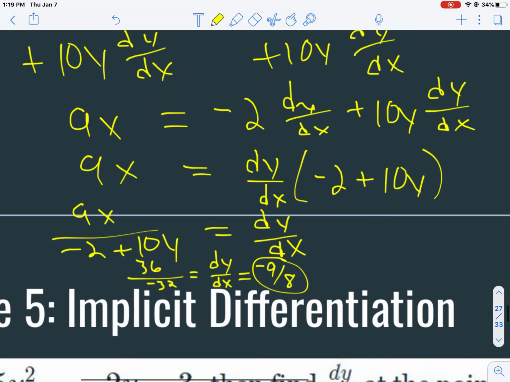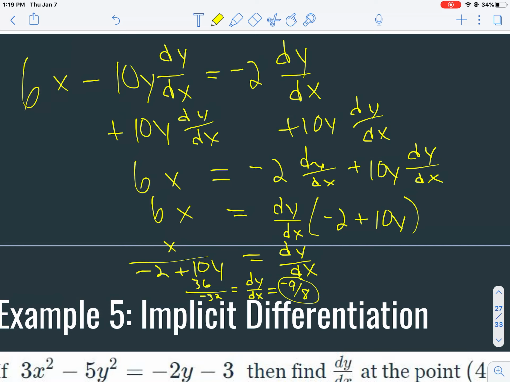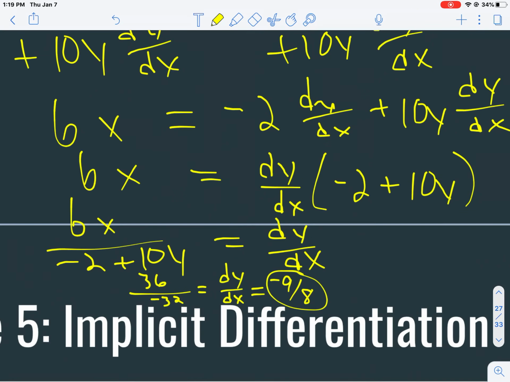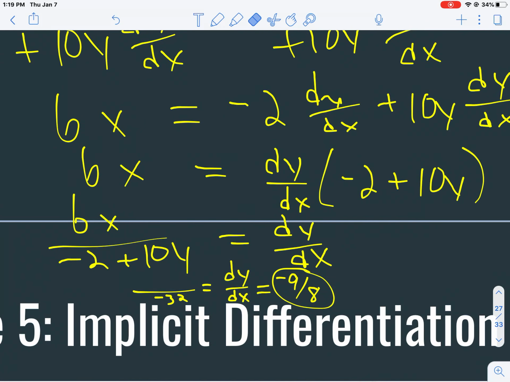All right, now. Good learning curve. Oh, I know what I did. I put 9x. That should be 6x. Womp womp. Okay, well. You live and you learn. So, negative 3/4. Okay.